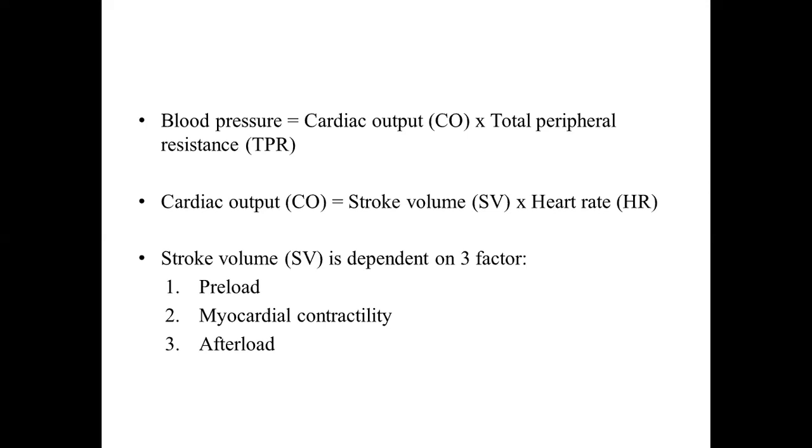aortic valve. Classical example is coarctation of the aorta, which is a congenital heart defect in which there is congenital narrowing of the descending aorta, usually distal to the origin of the left subclavian artery. And after the origin of the left subclavian artery, the descending aorta will become narrowed. And this is called coarctation of the aorta.